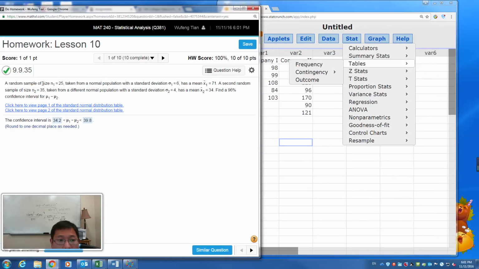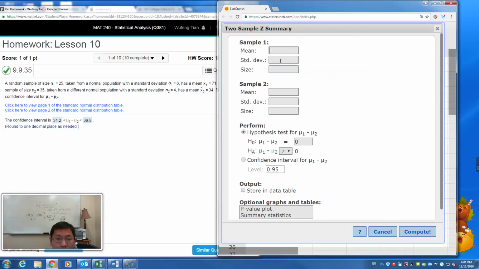A random sample: n1 equals 25, sigma 1 equals 6, mean is 71, and n2 is 35, sigma 2 is 4, and x2 is 34. The two sample standard deviations, both sigmas are known. So we're trying to find the difference, and to find the confidence interval for these two mean values. There are two samples with the data summary. We don't have any data here, we just have a summary of the data.